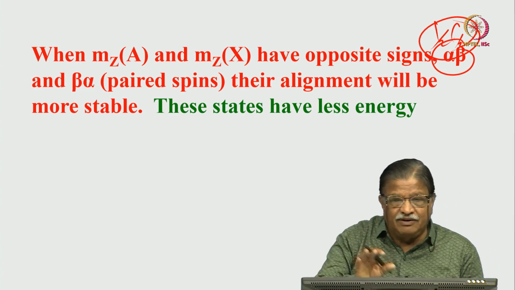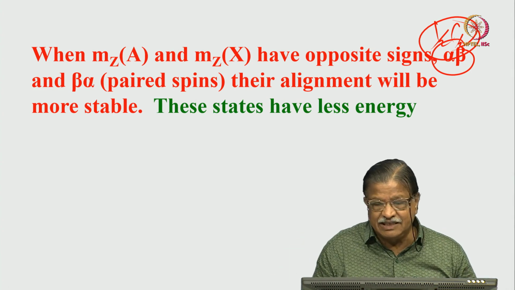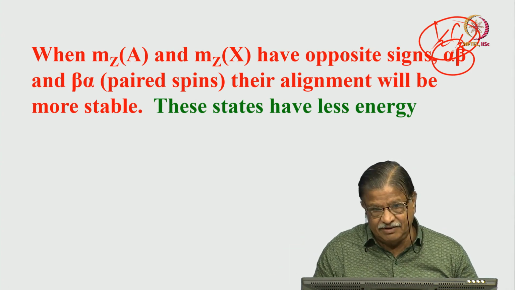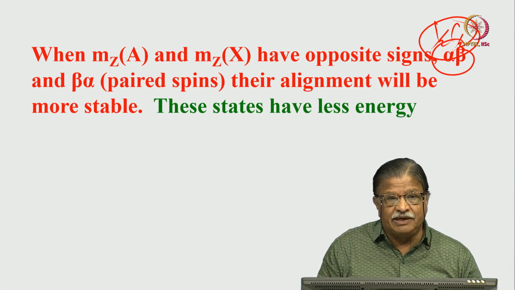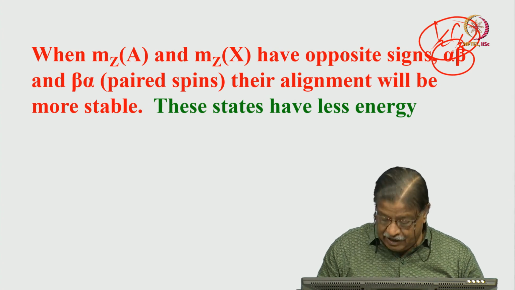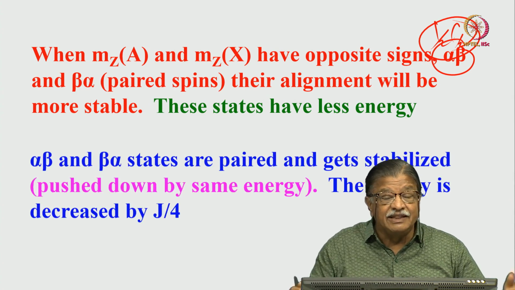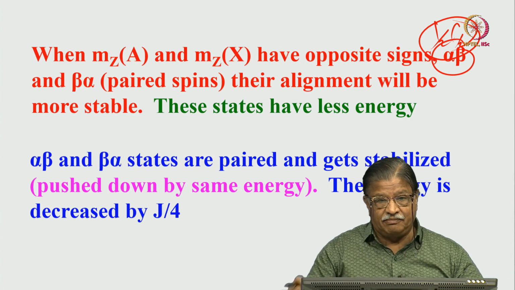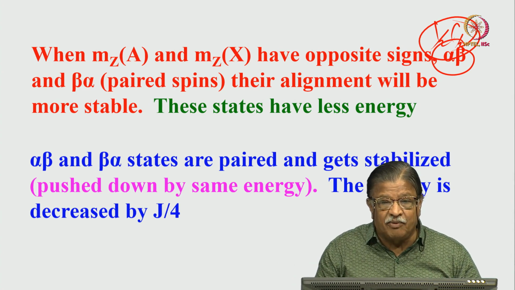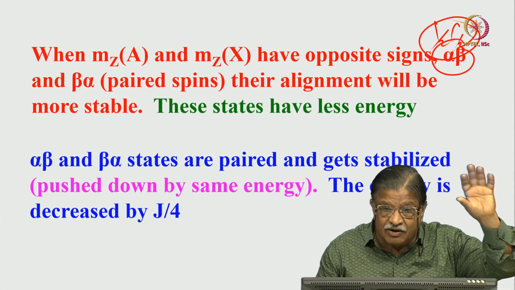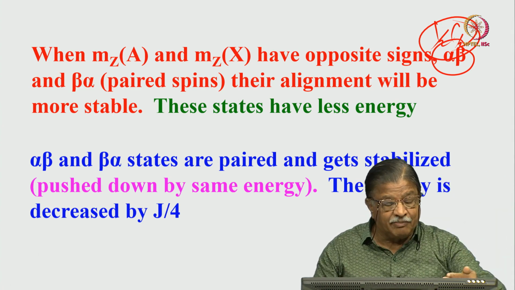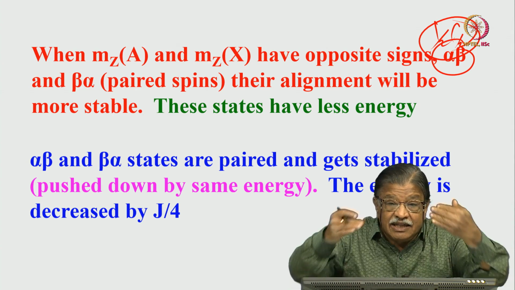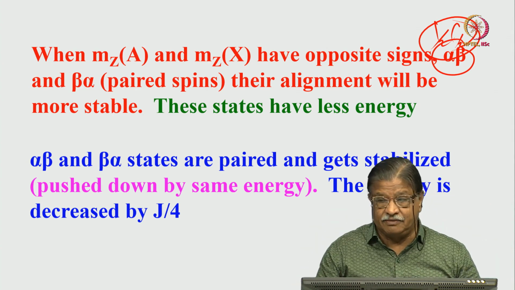Like spins are always destabilized, with less stability and more energy. These have less energy because they are stable, they are paired. So, alpha beta and beta alpha are paired states. Then what will happen? Their energy will be pushed down. How much is the energy pushed down? Compared to alpha alpha and beta beta, which are pushed up by J by 4, the paired states are pushed down by J by 4.